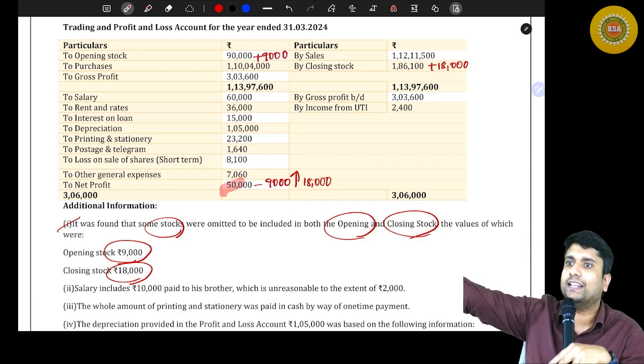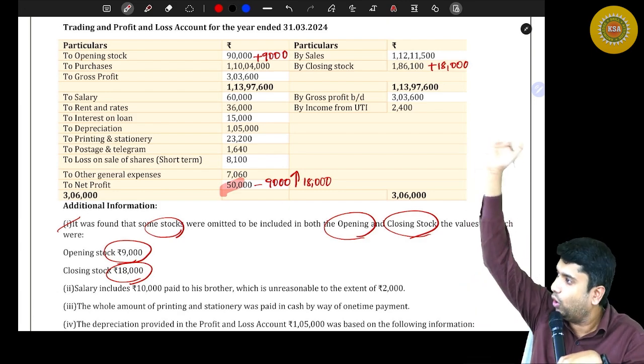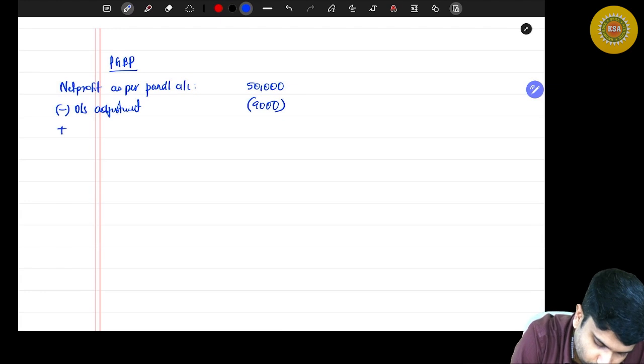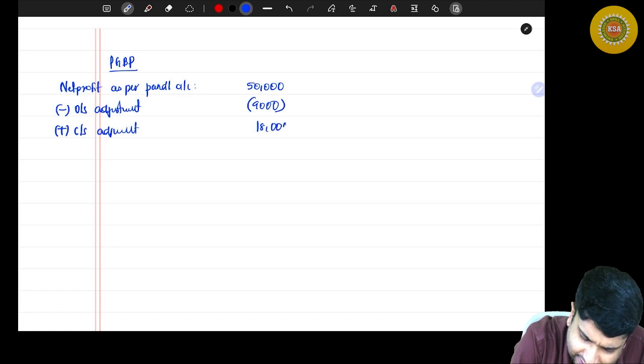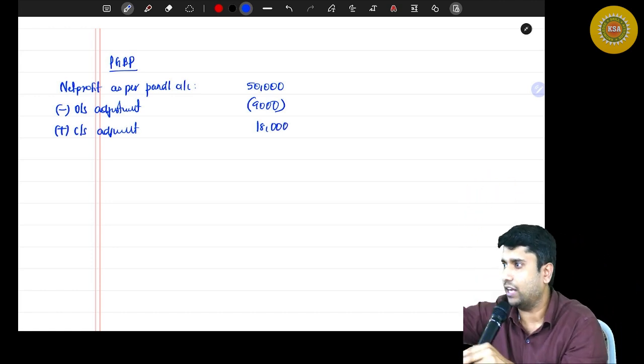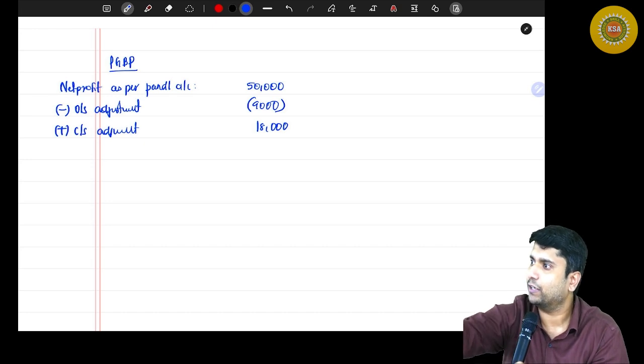Similarly, if there is an increase in the closing stock, your profit will go up. And how much is that closing stock omission? 18,000. So add closing stock adjustment 18,000. It is not necessary that you have to deduct everything on one side and add thereafter. You can follow the adjustment chronology, no problem.